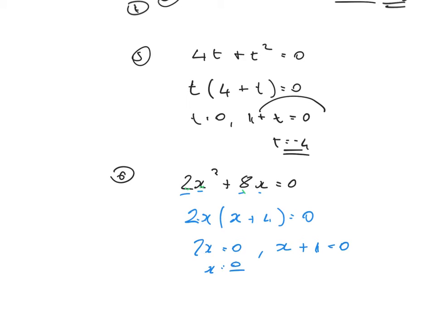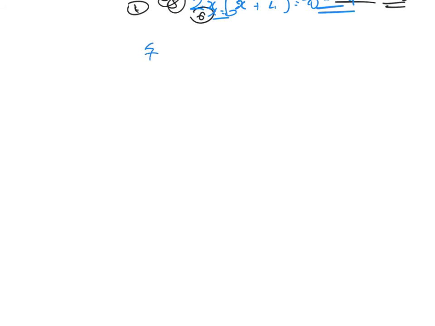x equals 0 over 2, x equals 0. Bring that over to the other side, change its sign, and that will be x equals minus 4. Okay, example 7.